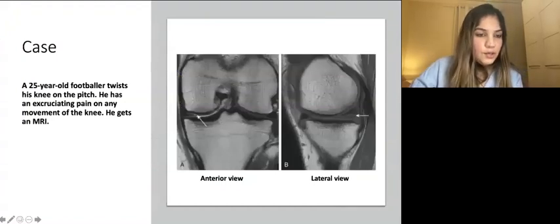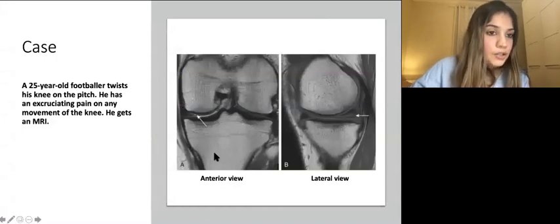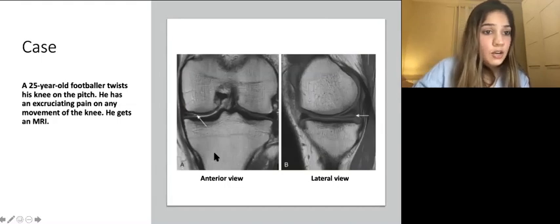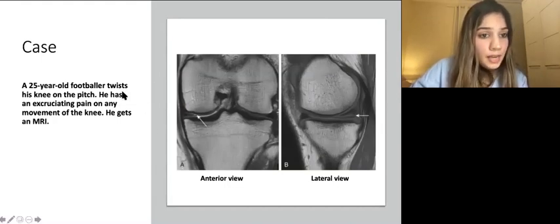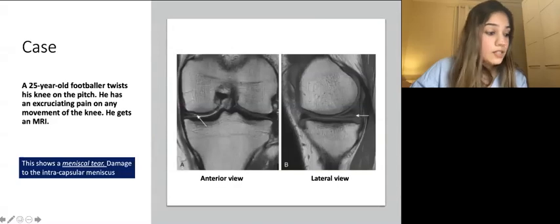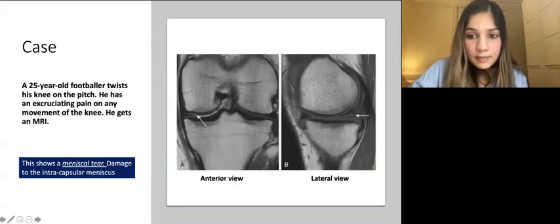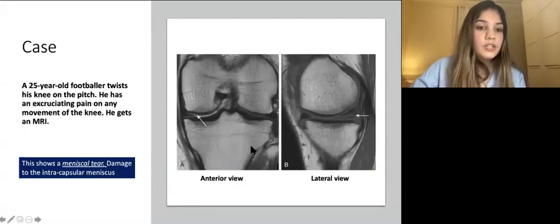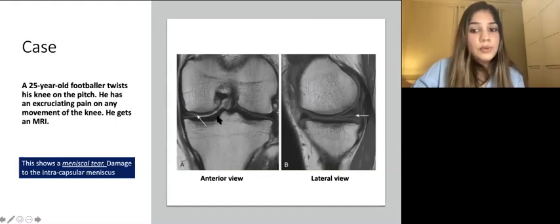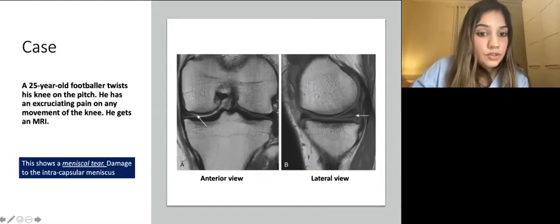So just to reinforce what we've just said, if we look at this case, you get a patient, a 25-year-old footballer who twists his knee on the pitch, he's got excruciating pain, and he gets an MRI done, and you see this abnormality here. This is a sign of a meniscal tear and damage to the intracapsular meniscus. When patients have this, they can also present with gradual swelling of the knee, but you don't need to know that at your level just now.